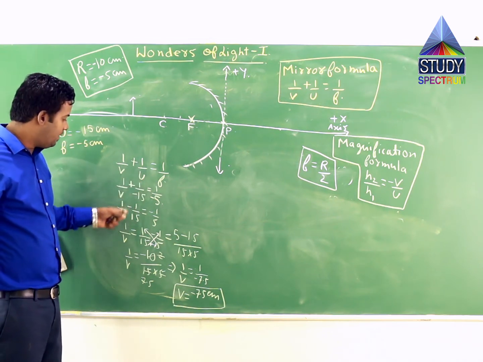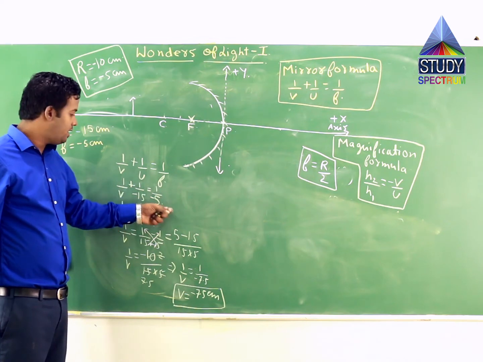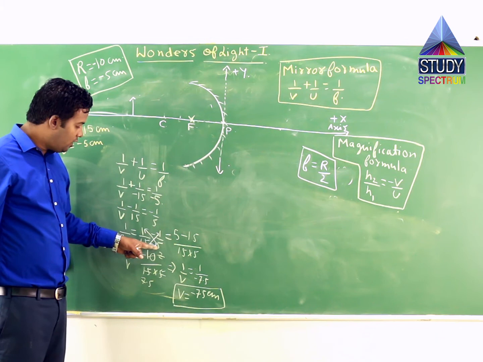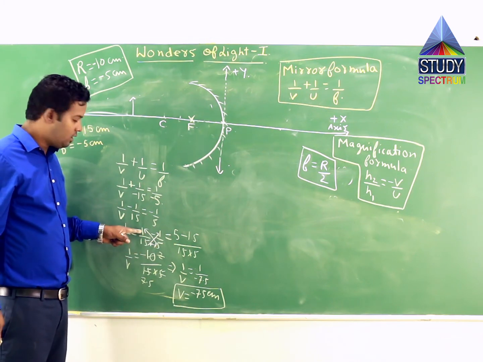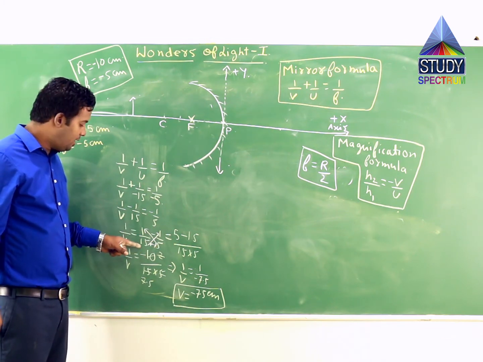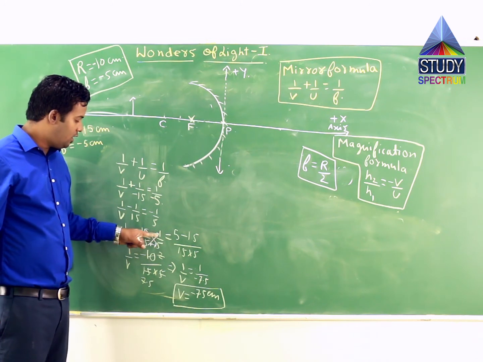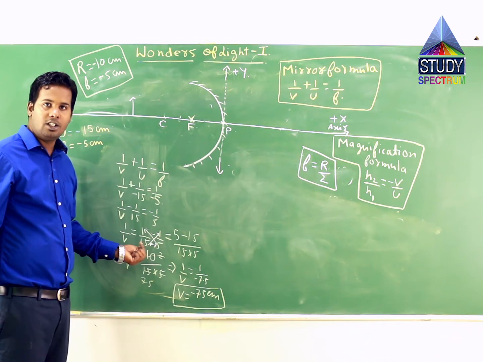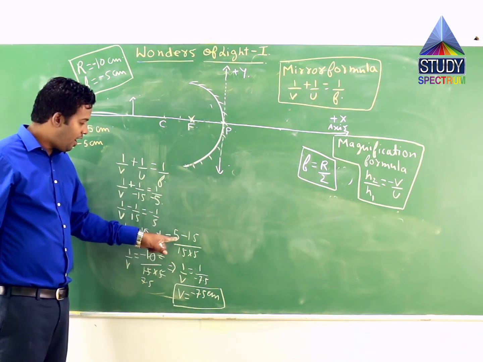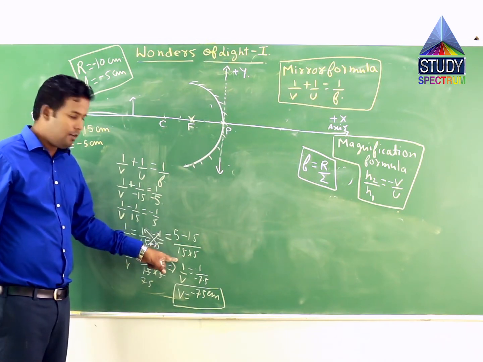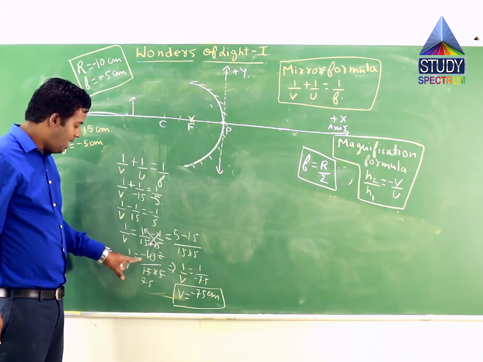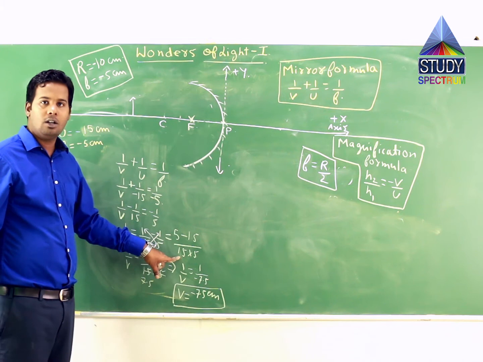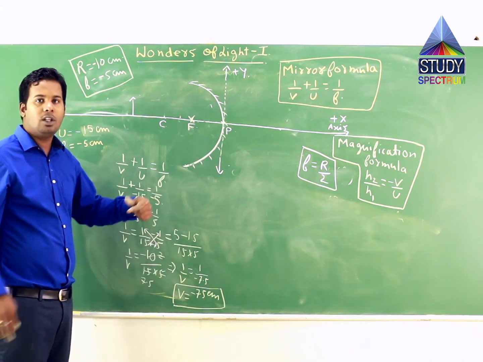I have taken the negative term from the left hand side to the right hand side, and it has become positive. I have multiplied the denominator of the second term with the numerator of the first term, the denominator of the first term with the numerator of the second term, and I have multiplied the denominators with each other also. So this becomes 5 minus 15 upon 15 into 5. So 1 by V is equal to minus 10 upon 15 into 5. I am not writing the value of the multiplication in the denominator. Why? Because something might get cancelled.